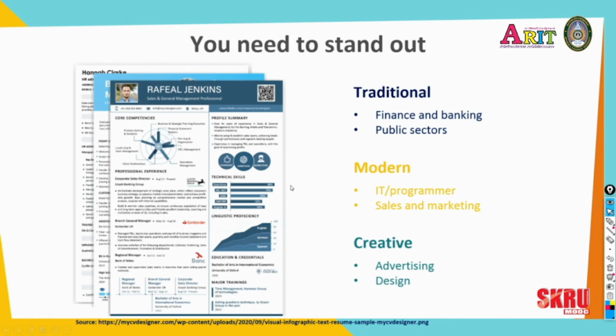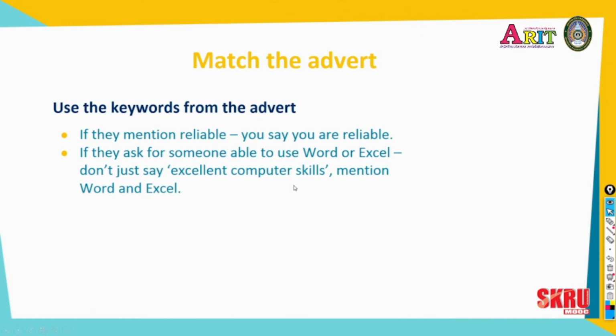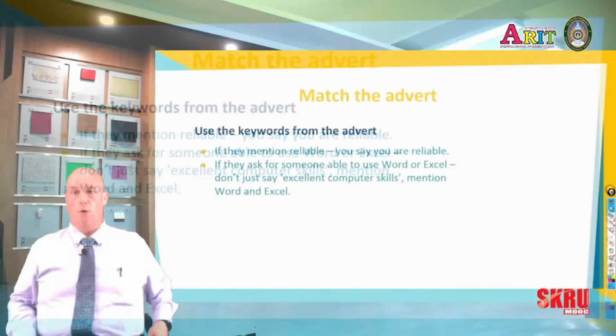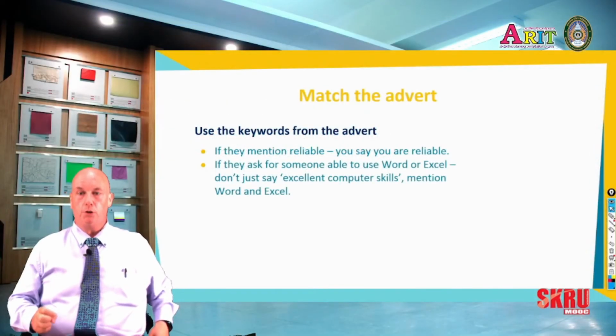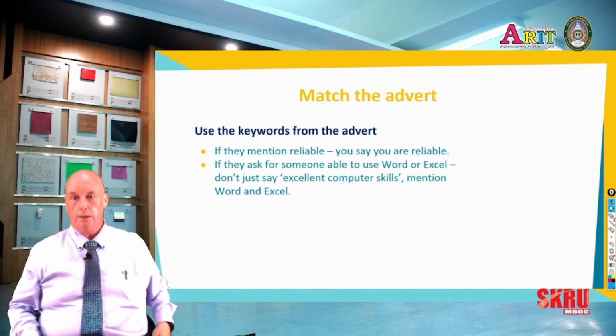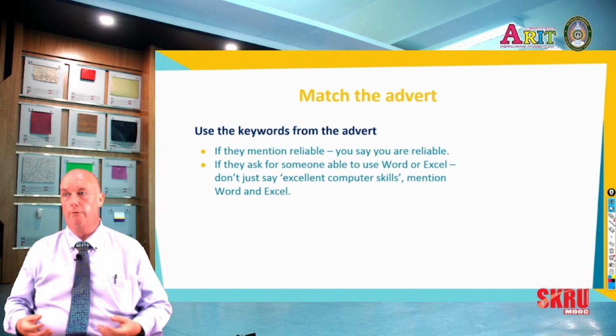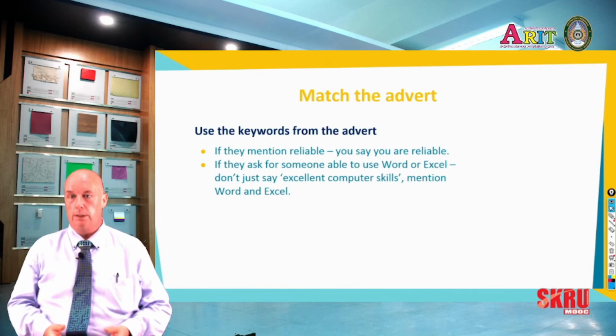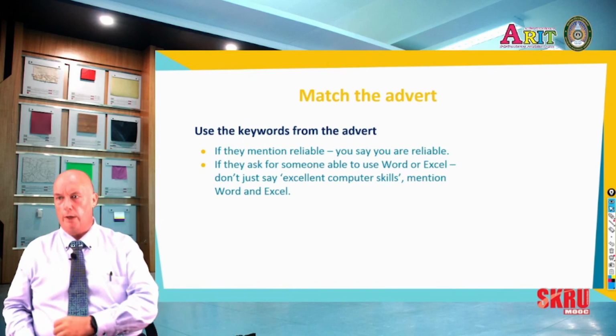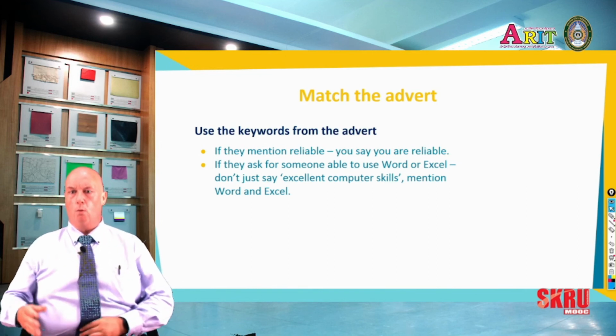So it's really important to do some research into what people are looking for. When it comes to writing, look at the adverts closely and make sure you use the keywords they want. If they say they're looking for detail-oriented people, tell them that you are detail-oriented. We want to make sure our CV or resume takes away the work from the employer. They don't need to think, does he mean detail-oriented? Just tell them you are what they want.